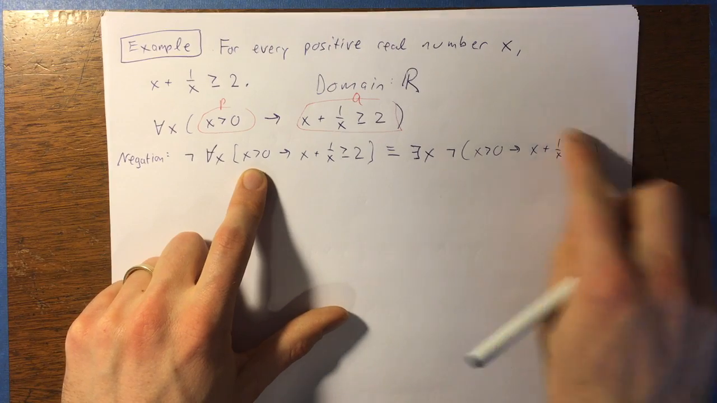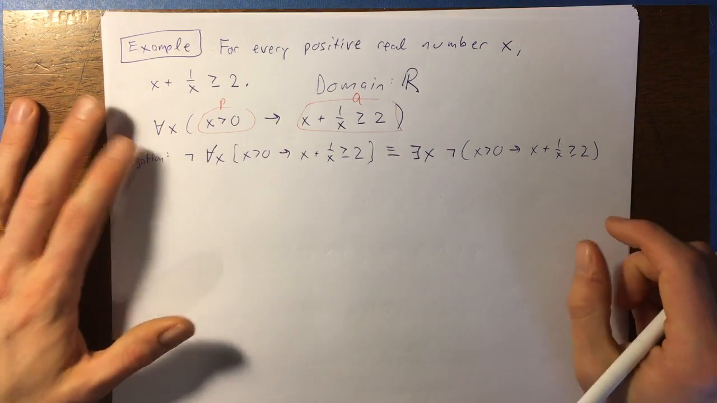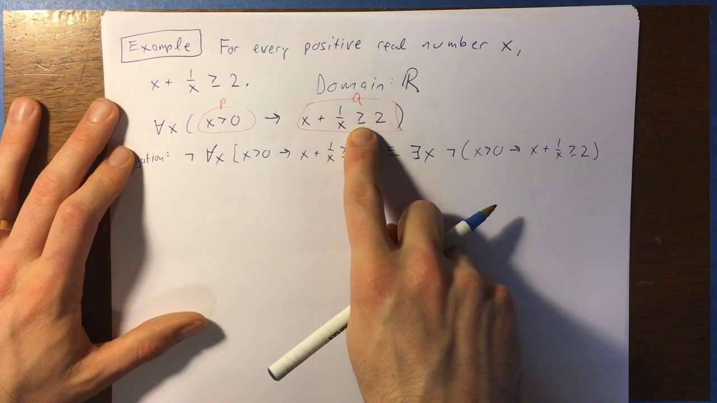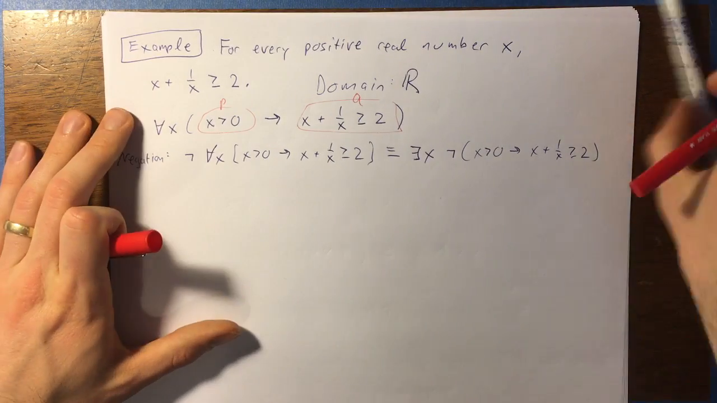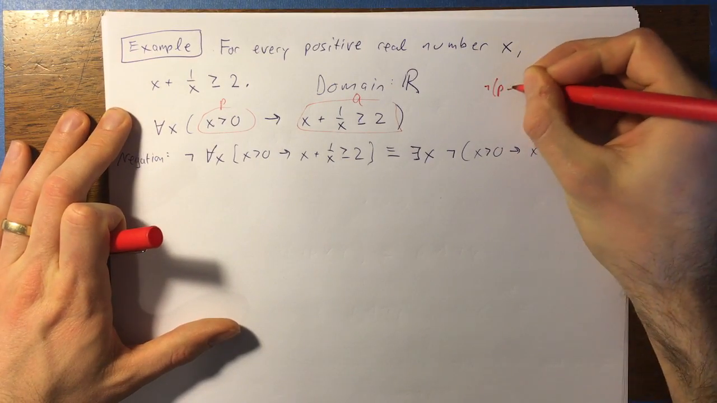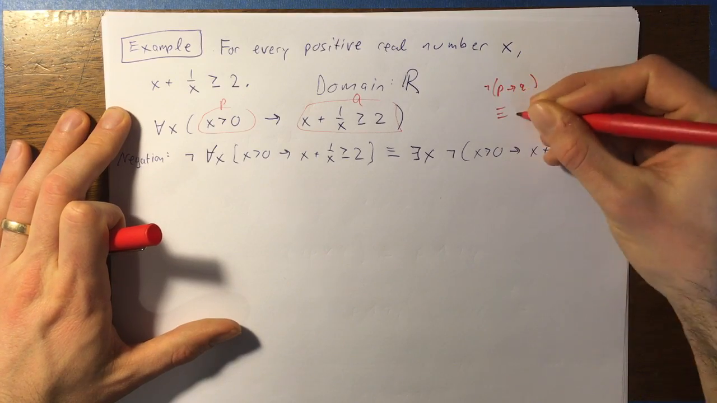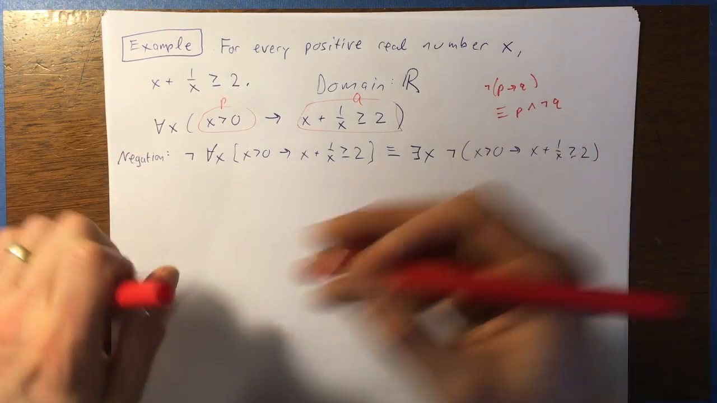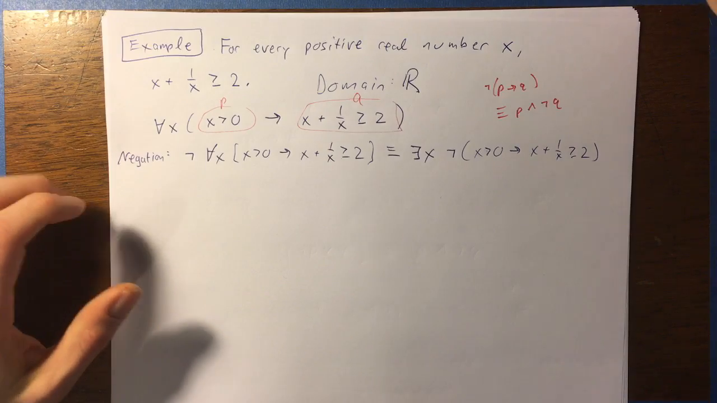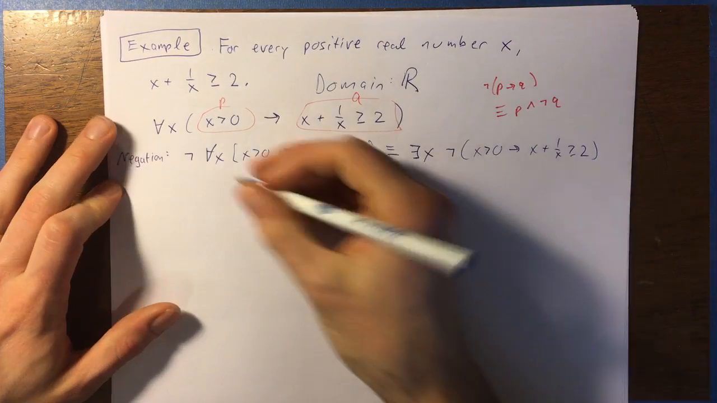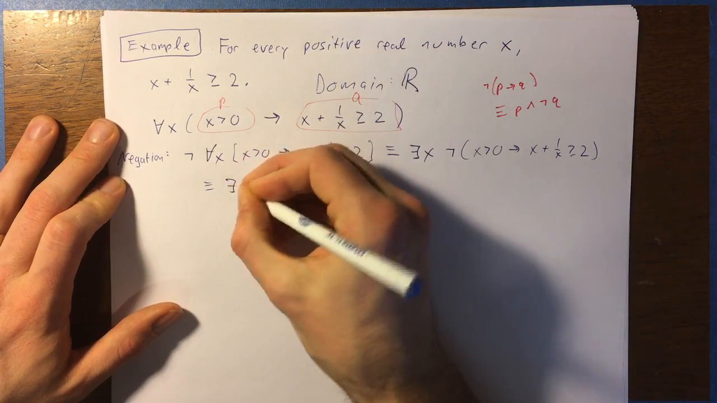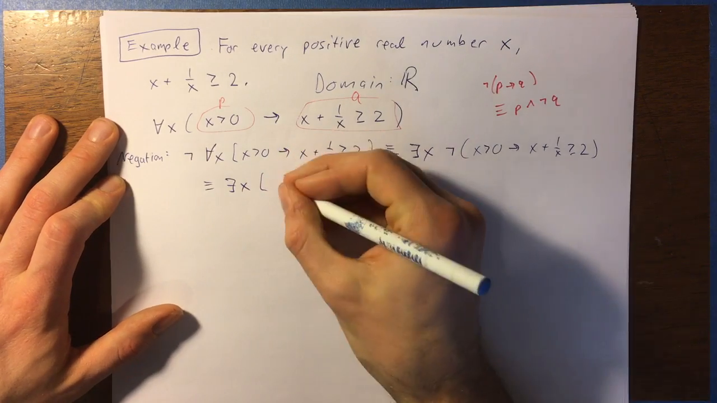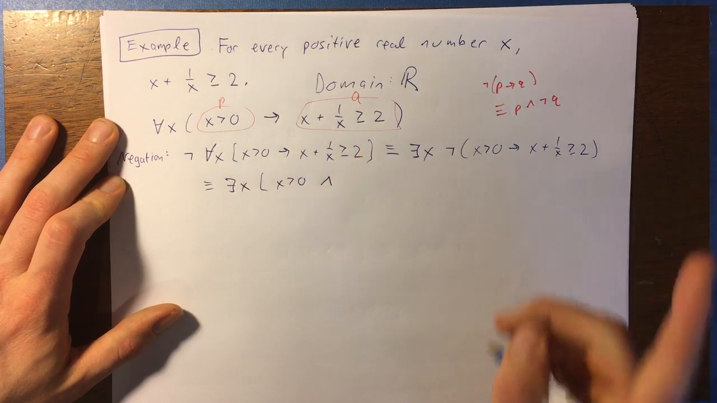Okay, so now we can negate the implication. As I showed in the previous video, negating P implies Q, let me just make a note here to remind you, is equivalent to P and not Q. That's the way to negate an implication. So we're going to say there exists x such that P, x is greater than 0, and not Q.